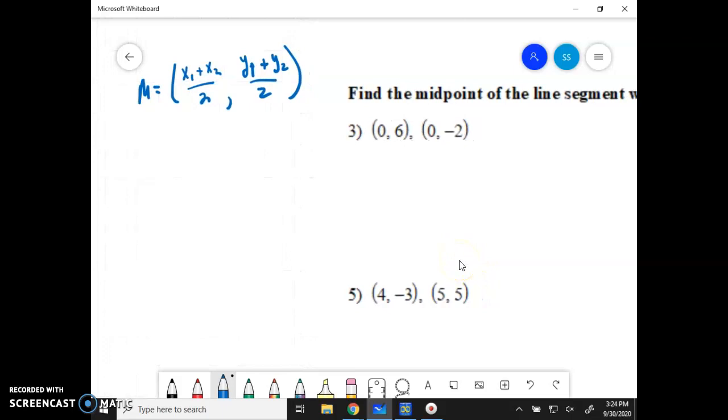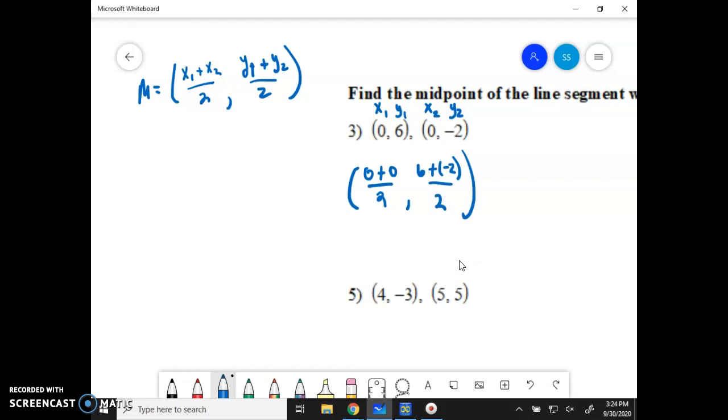It doesn't really matter which point you decide is your x1, or which is your first set of points and which is your second. You just have to be consistent with it. So it's just easier. These are the first ones, make them the first points. Okay, so we just follow our formula. x1, 0, plus x2, 0, over 2, and y1, 6, plus y2, negative 2, over 2.